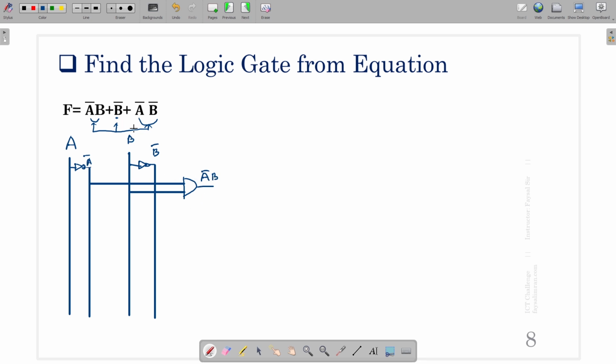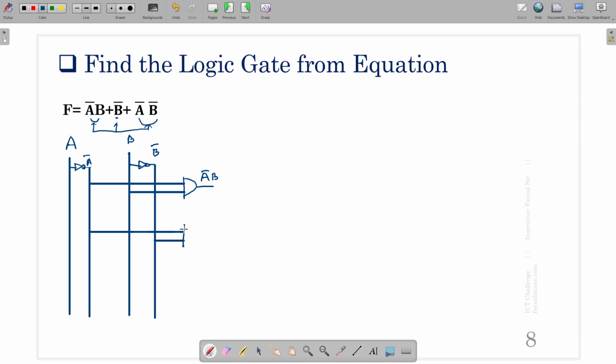Also we need B bar. So B bar already available in this line. So we have to just make sure to create this operation A bar into B bar. So now we have to input A bar and B bar.